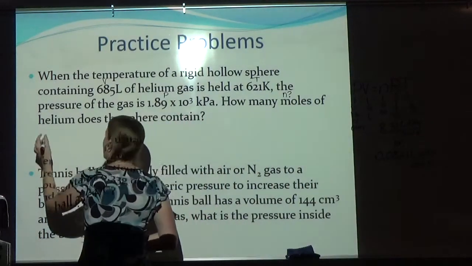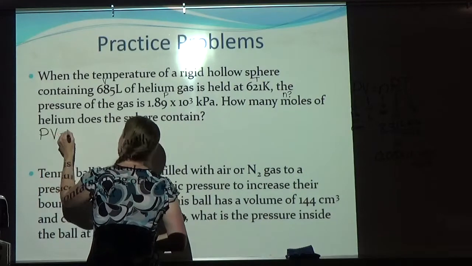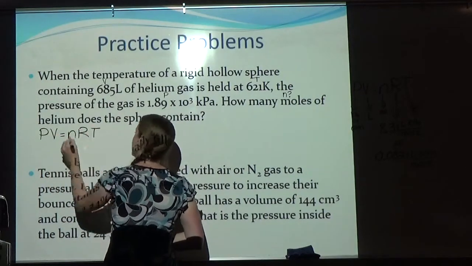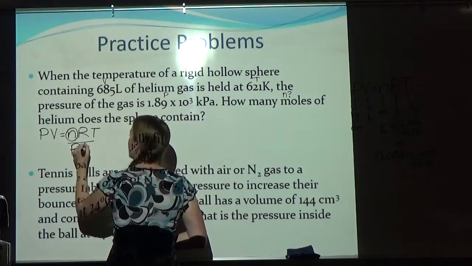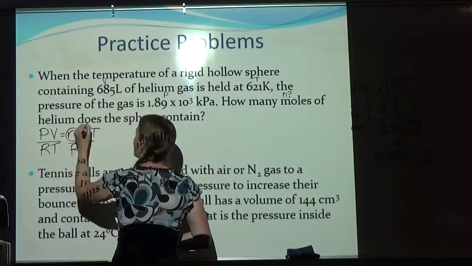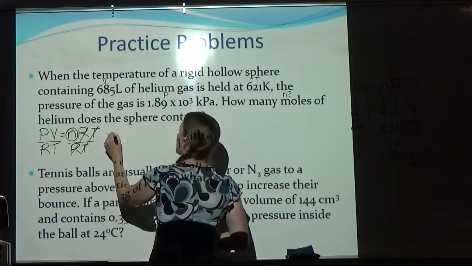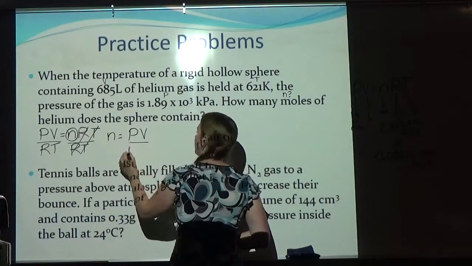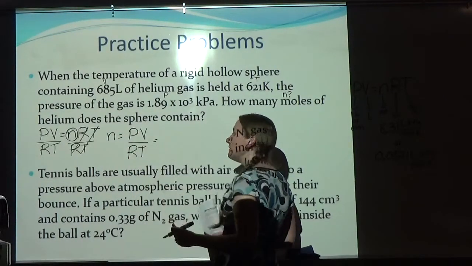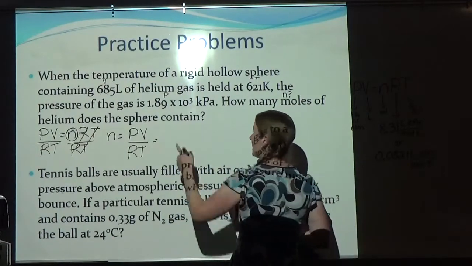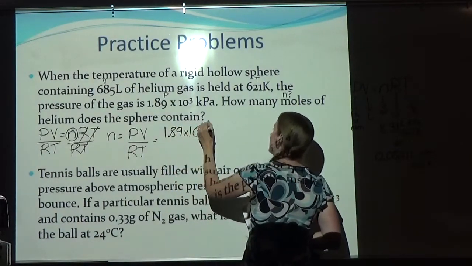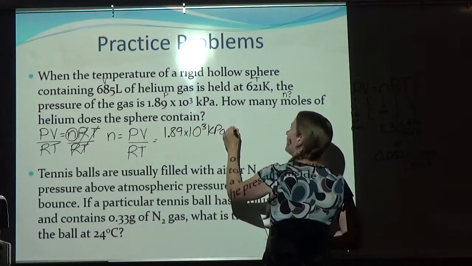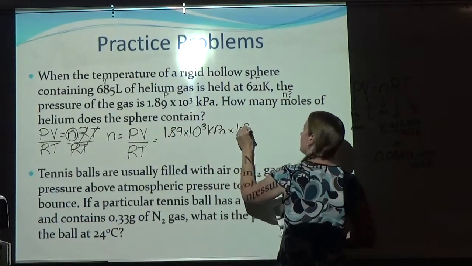All right, so I have all my numbers, so I'm going to rearrange my formula. So PV equals nRT. I'm solving for N again, so I'm going to divide both sides by RT. So that way, of course, we can get it on the other side. Whatever you're solving for, you always want it to be by itself. So it's PV over RT, so then I just plug in. My P is 1.89 times 10 to the 3 kilopascals. My V is 685 liters.